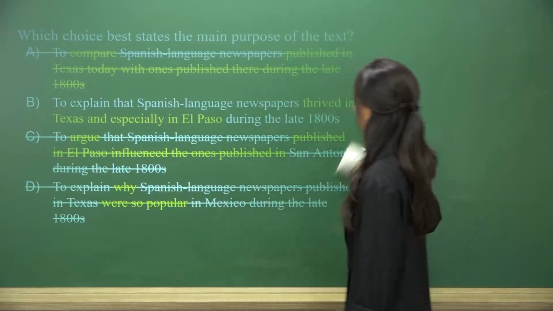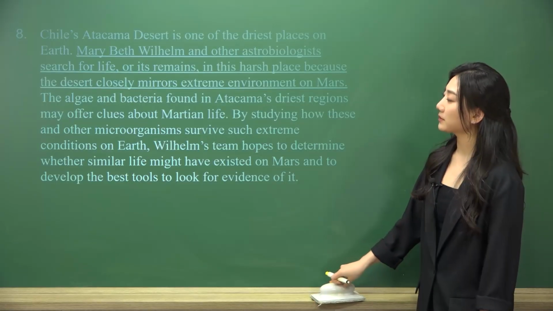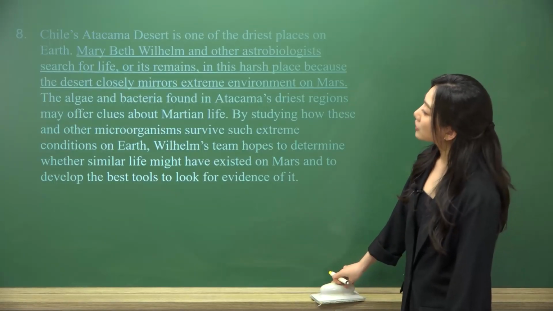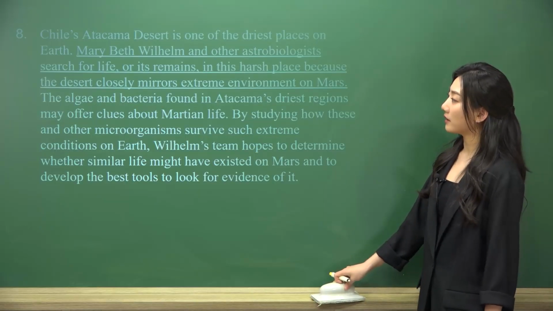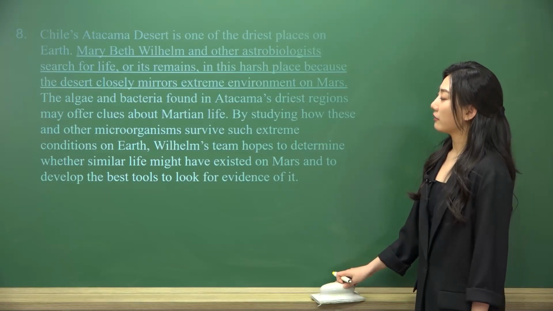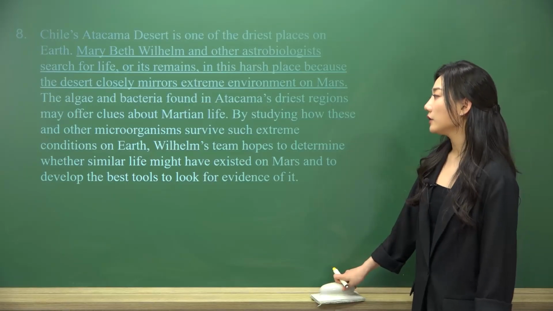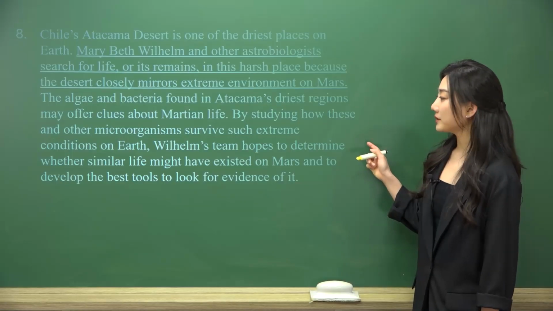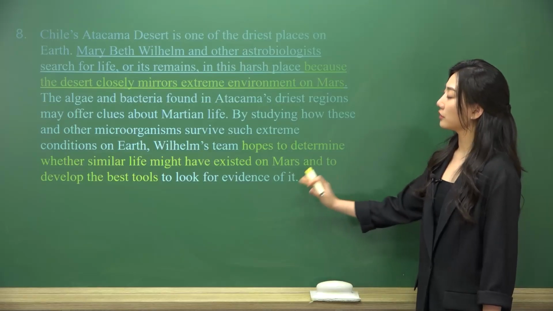Next question. Number 8. Chile's Atacama Desert is one of the driest places on Earth. Mary Beth Willem and other astrobiologists search for life or its remains in this harsh place because the desert closely mirrors extreme environment on Mars. The algae and bacteria found in Atacama's driest regions may offer clues about Martian life. By studying how these and other microorganisms survive such extreme conditions on Earth, Willem's team hopes to determine whether similar life might have existed on Mars and to develop the best tools to look for evidence of it.